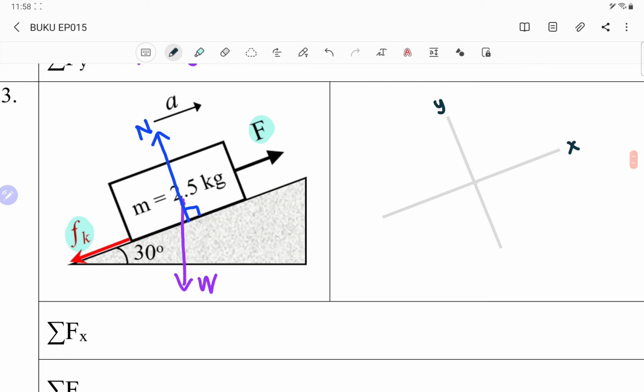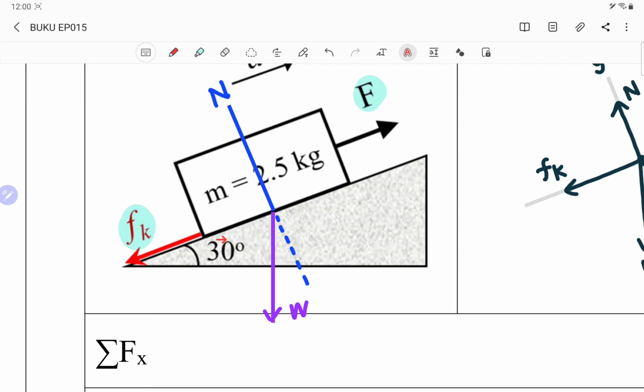Okay, now kita pindahkan semua force. This is the origin. Force going to the right. Kita ada normal naik ke atas. And then we have W. W masih lagi towards the center of the earth. And then kita ada Fk. Okay, sekarang angle 30 ni duduk di mana?